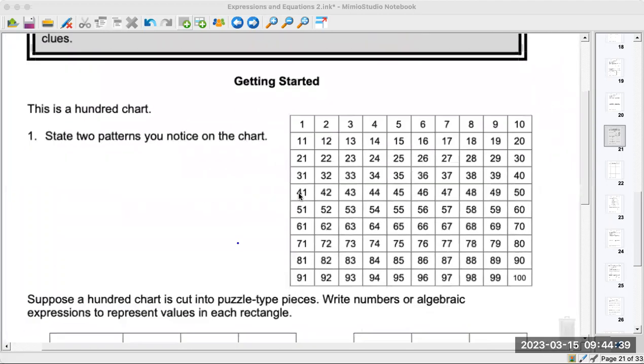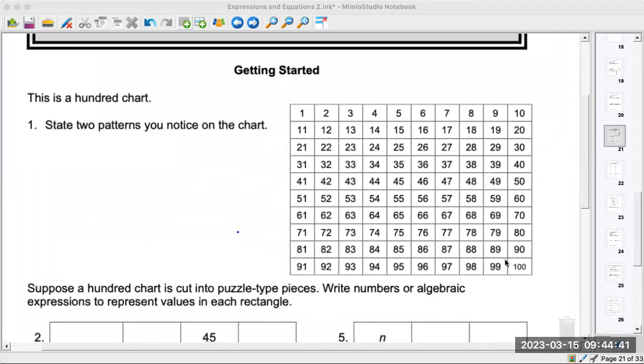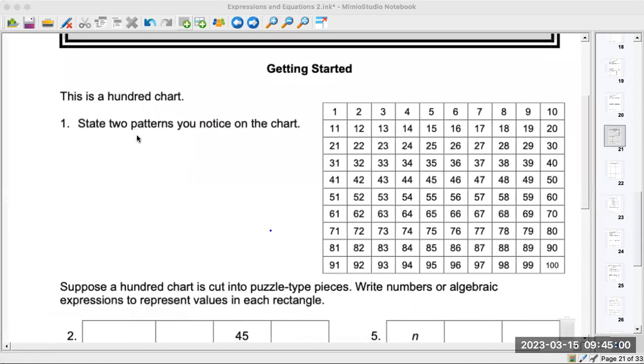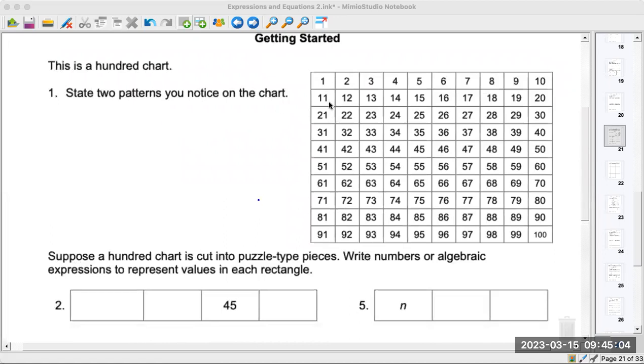This right here is called a 100 chart. Why? Because it has the numbers 1 to 100 in order, right? And we're going to use this chart over and over again. So please use a pencil so that you can erase to start a new question when you work these out, okay? This is a 100 chart. State 2 patterns you notice on the chart. That's up to you what kind of patterns you see.